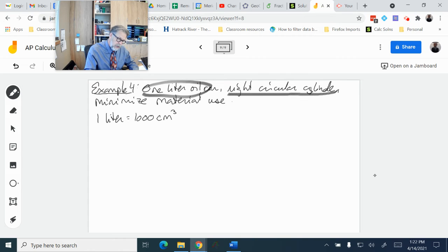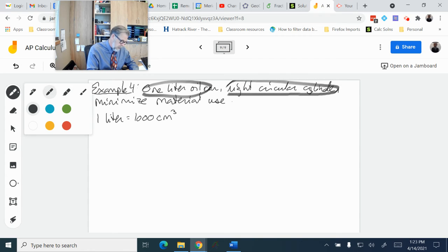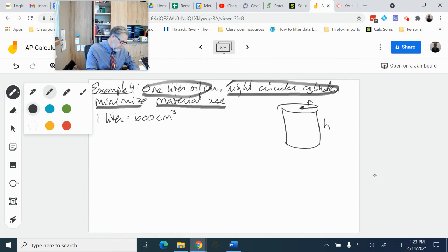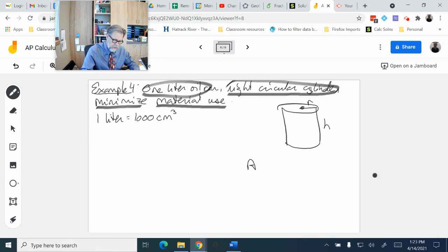A right circular cylinder, so I'm going to go ahead and skip forward to making a drawing of the situation. A right circular cylinder will have a radius and a height, and minimize the material use. So minimize, critical point again, material use. So a couple interesting things here. First of all, material use means I'm interested in the surface area.